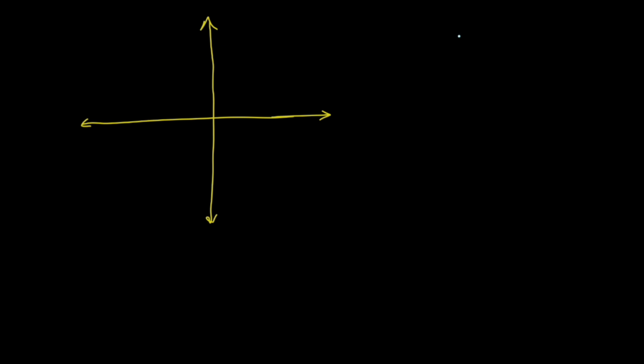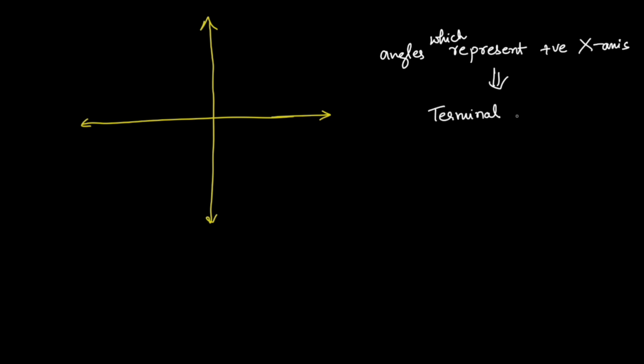Now let's write all the angles which represent positive x-axis. The meaning of this statement is we want terminal position of the angles to be along positive x-axis. Of course, always we take initial position like this. We want terminal position also to be like this. So for what angles does this happen?